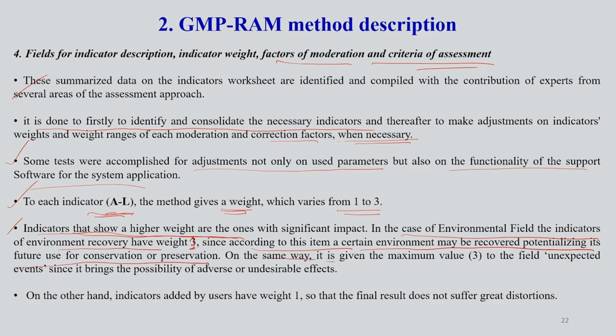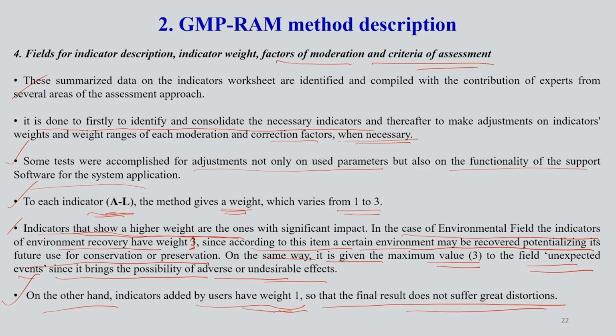In the same way, the maximum value is given to the field unexpected events, since it brings the possibility of adverse or undesirable effects to the environment. On the other hand, indicators added by users have weight 1, so that the final result does not suffer distortion. Means in the environment there will not be any kind of distortions, and in that situation the weight that we give is the minimum, that is 1.